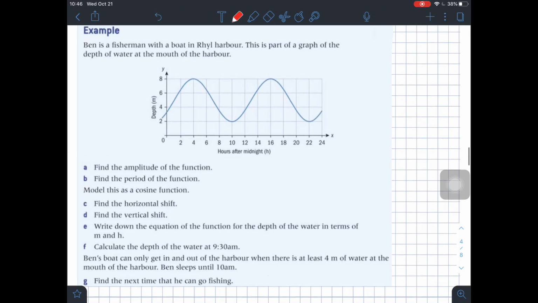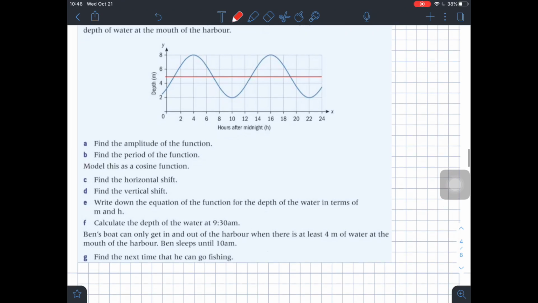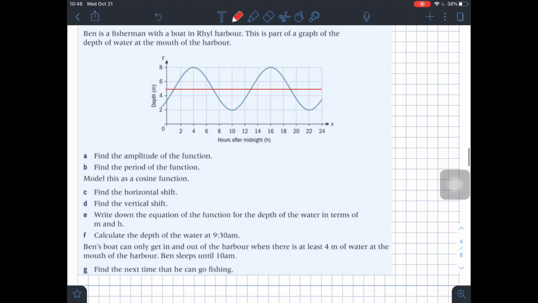And so it says, part A, find the amplitude of the function. In order to find the amplitude of the function, we already know how to do this, right? We can first of all identify the axis of this graph. Actually, the axis is not there. The axis should be at 5, right here. Or if you're not sure where the axis is, you can identify a maximum and a minimum point, for example.